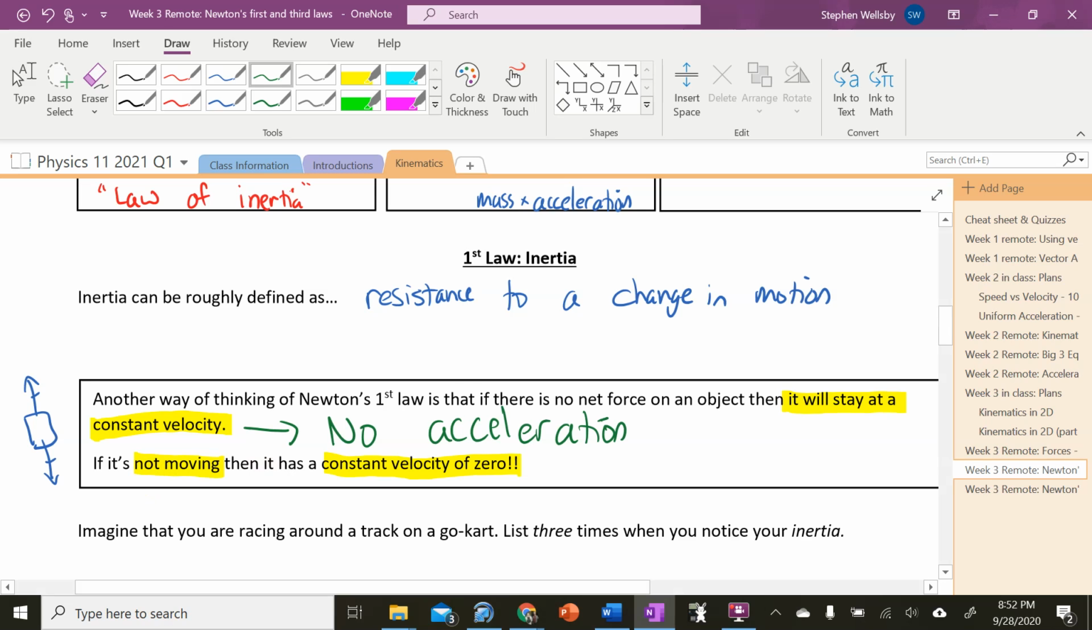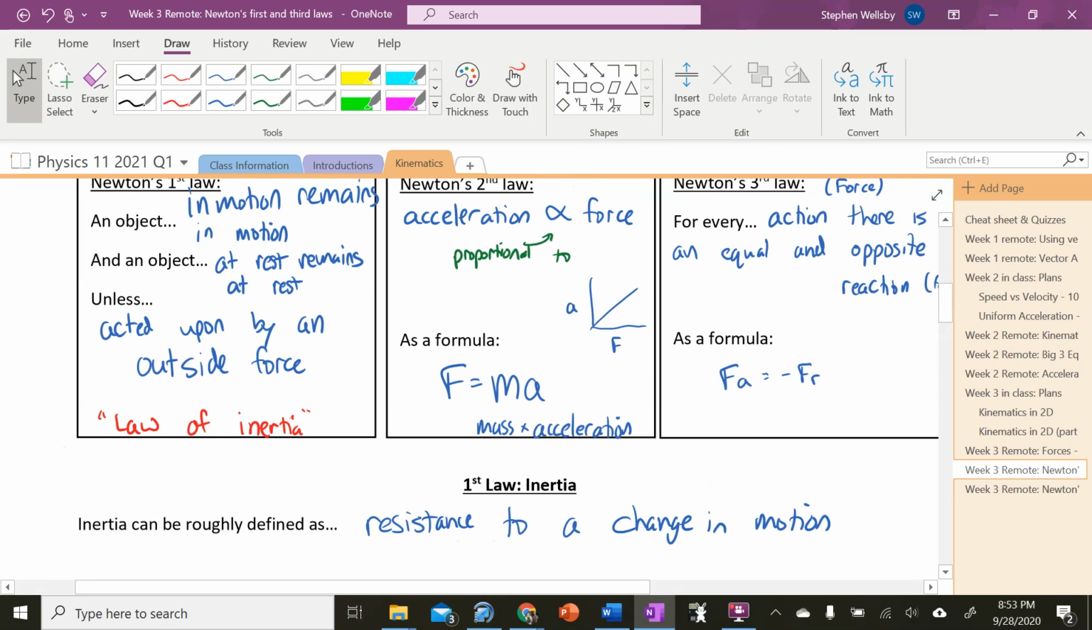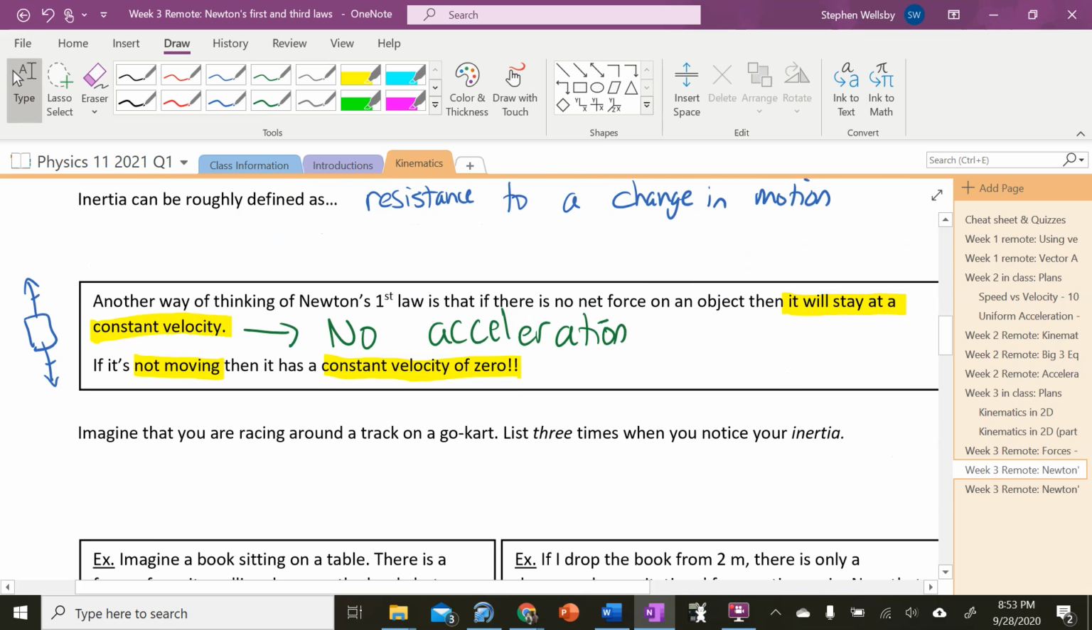But for an object that's already moving, if there is no net force, so that's either there's no force acting on it at all, or there are a number of forces that completely cancel out, like we can see on this diagram on the left, in both of those cases, it just means that it's not going to accelerate. It does not necessarily mean that it's going to be stopped. So you could still be moving at a constant speed, just like we can see here. An object that is in motion remains in motion. It's not going to change its motion if there is no force.